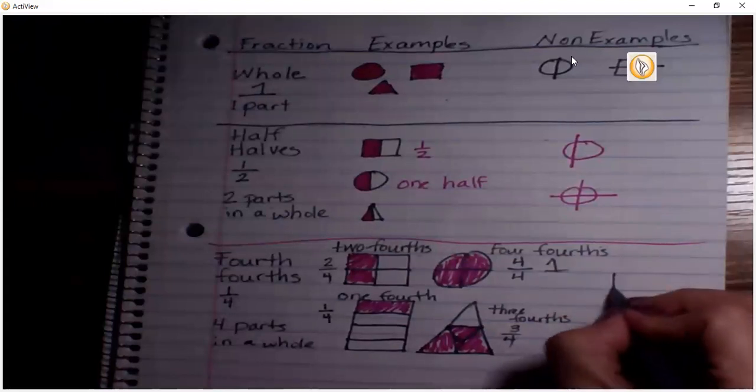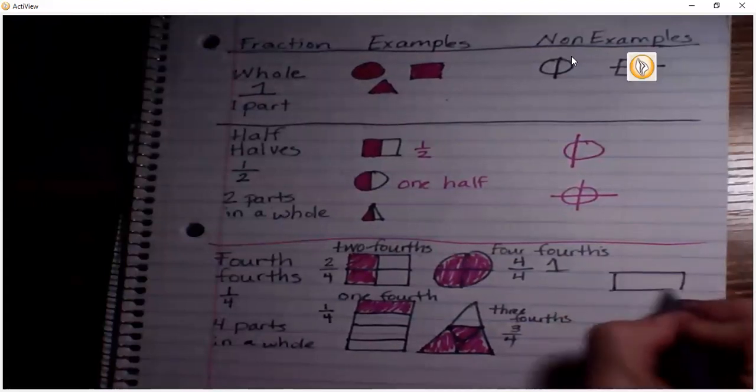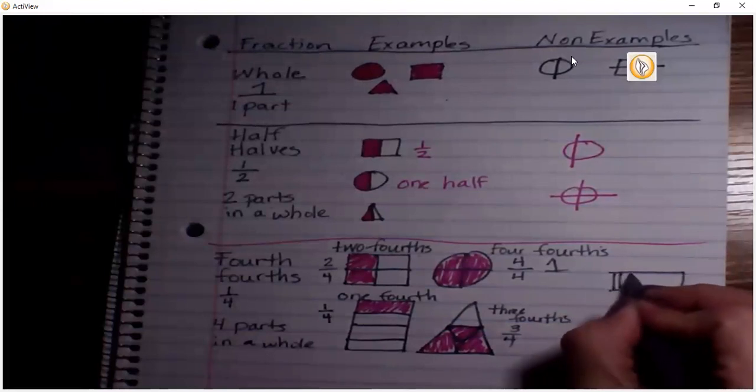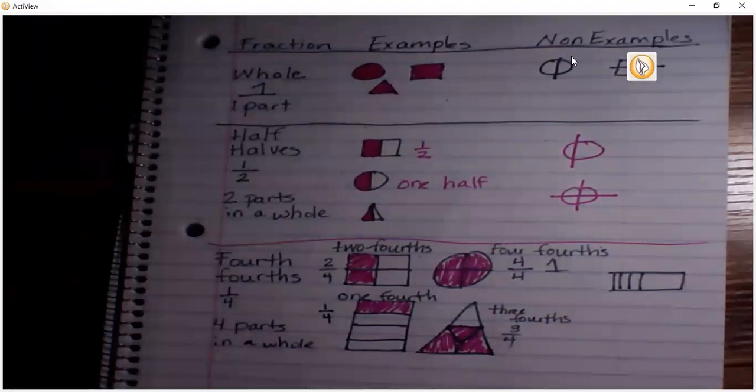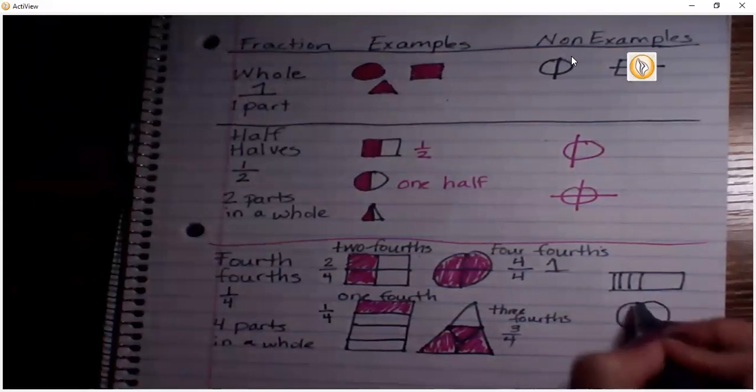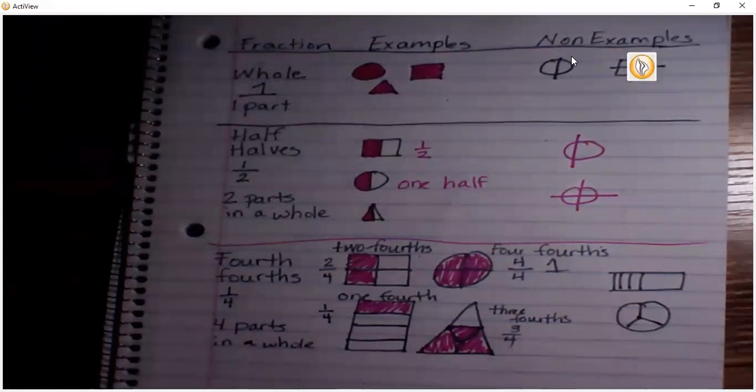For a non-example, that's a non-example of fourths. Yes, there's 4 pieces, but they're not equal. Or anything that doesn't show me 4 pieces. Another non-example.